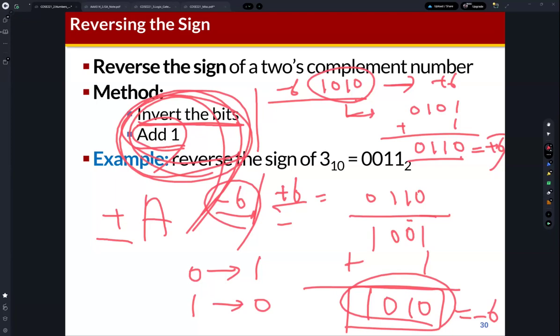You may think that this is also complex, but in hardware, we will learn about the adder later in this course, and you will see that we can easily apply this method to the real hardware. For this time, just memorize: in order to invert the sign of a number, firstly invert all bits, and then add 1. Okay.